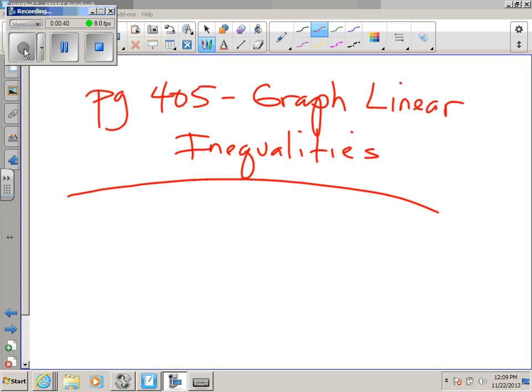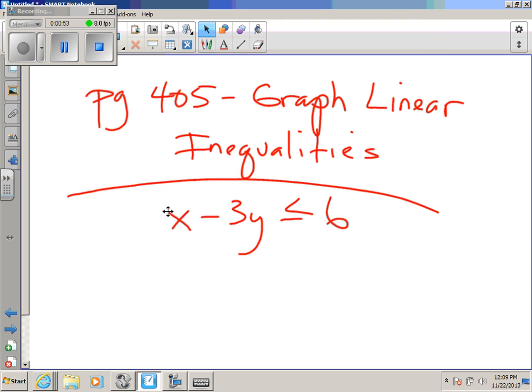which ordered pair is not a solution of x minus 3y less than or equal to 6? And they give us certain ordered pairs there. We need to find out which of those does not work. Now, there's a couple of different ways you can handle this. The easiest way is to isolate one variable, x or y, when we're thinking about graphing. Y. So let's get y by itself by doing what?